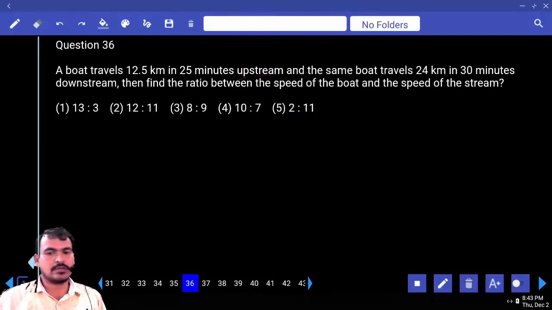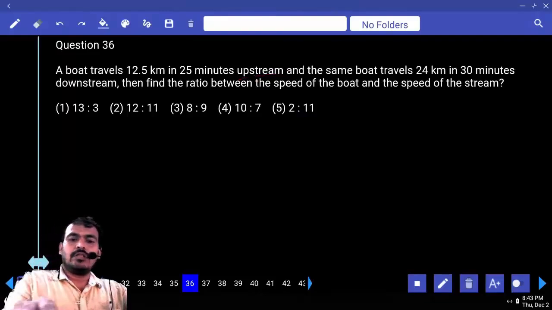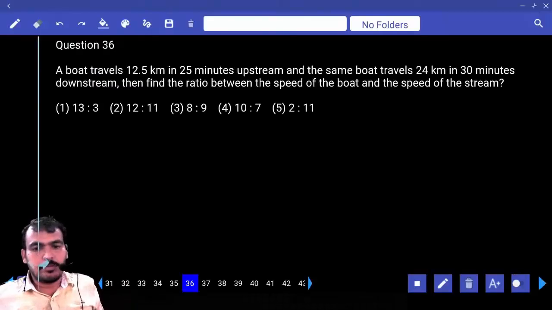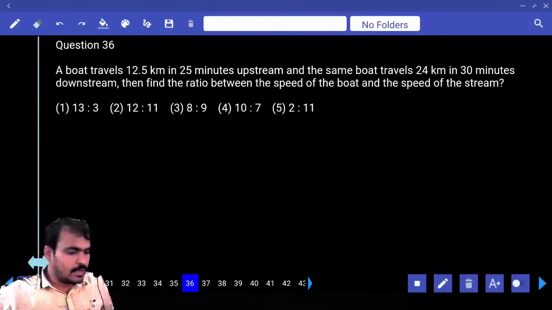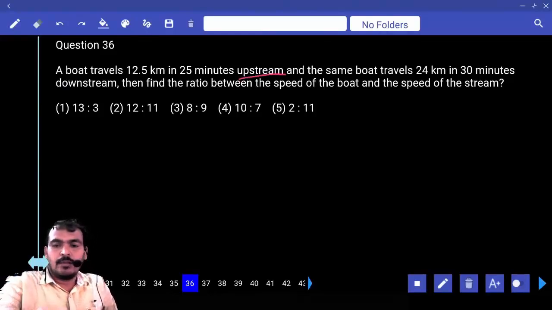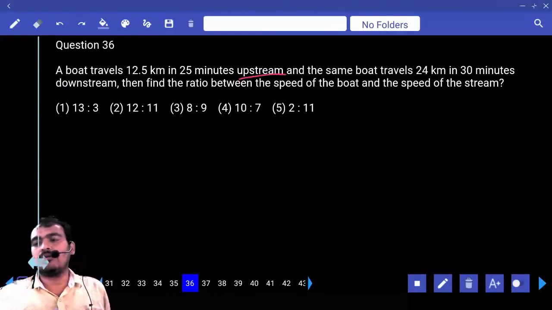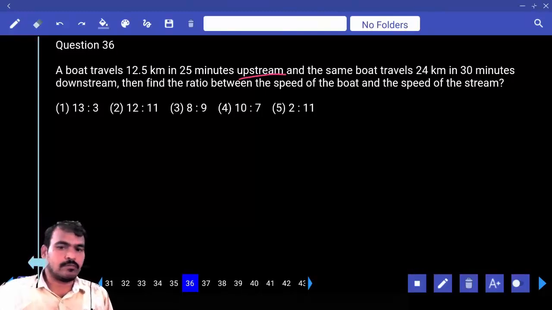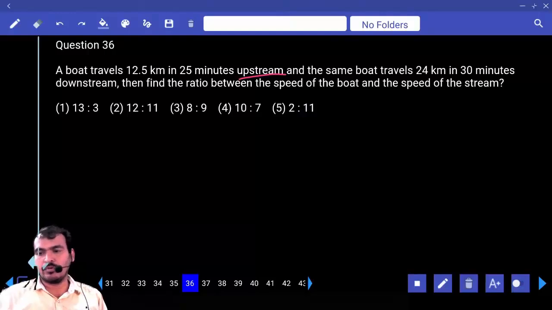Question number 36. A boat travels 12.5 kilometers in 25 minutes upstream, and the same boat travels 24 kilometers in 30 minutes downstream. Find the ratio between the speed of the boat and the speed of the stream.